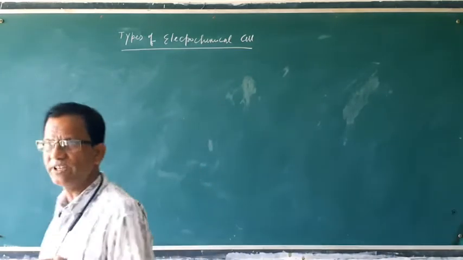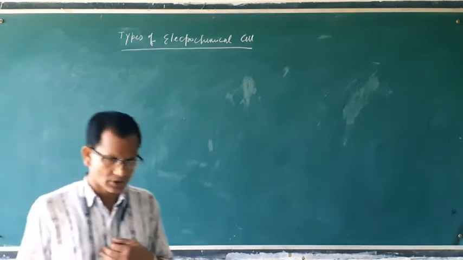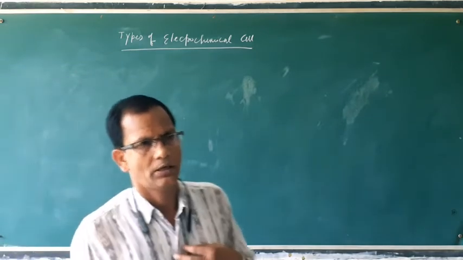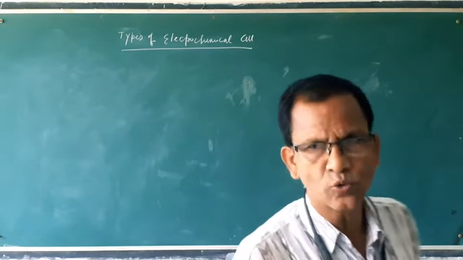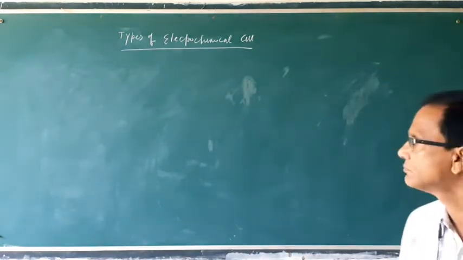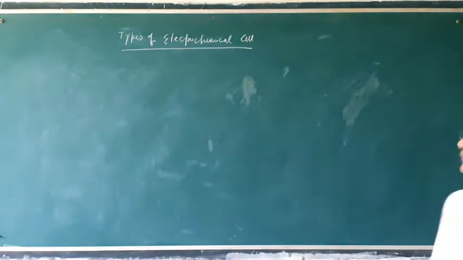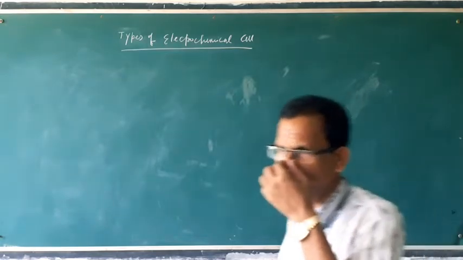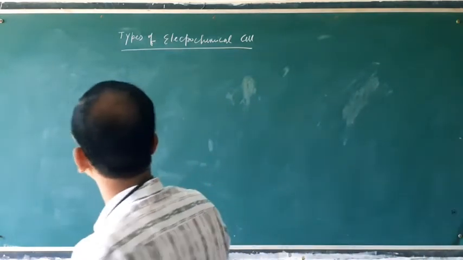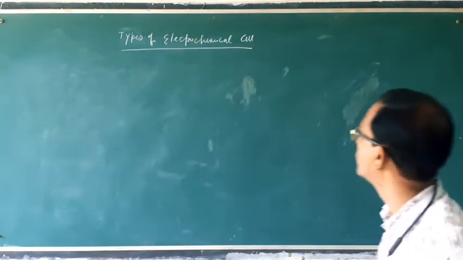We know an electrochemical cell is the device which converts chemical energy to electrical energy. This is the main role of an electrochemical cell.